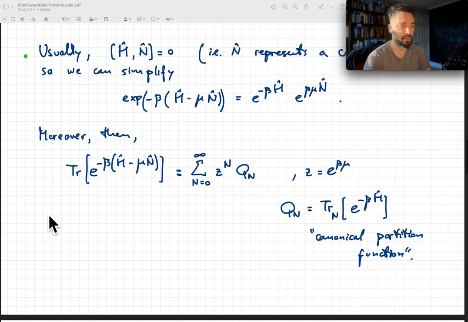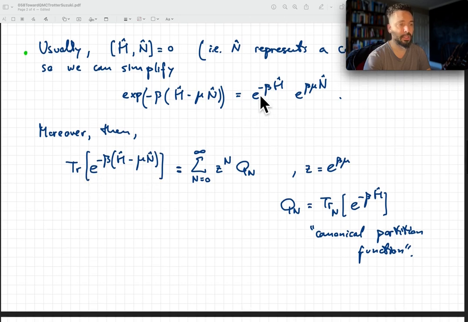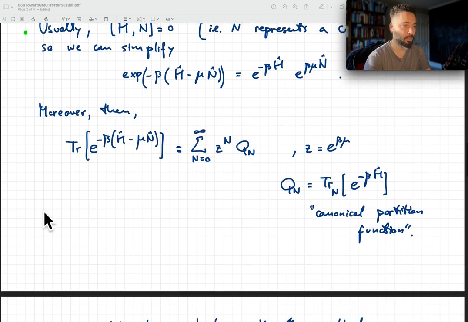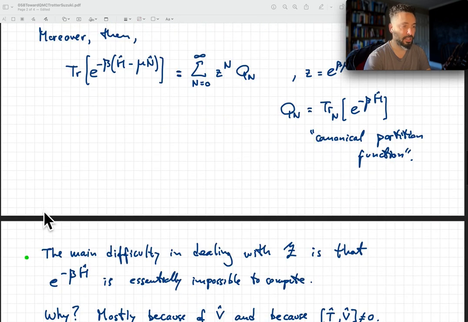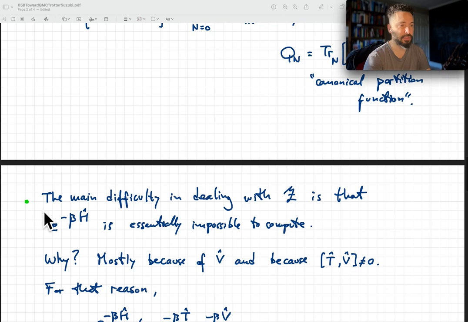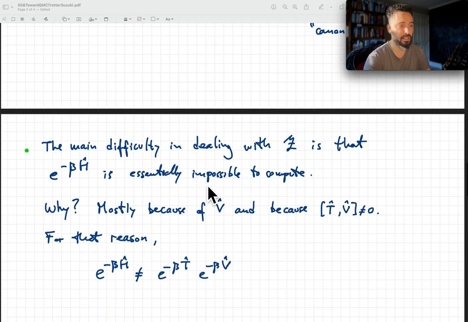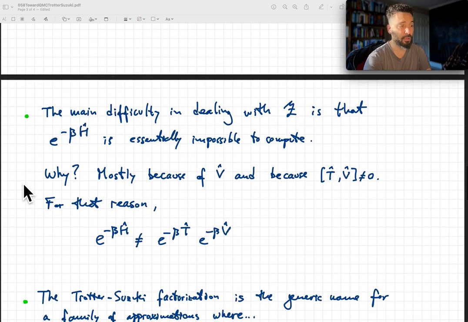If you don't do that, if you come back to this, but you do account for this separation, then you can proceed towards what we are interested in this video, which is the Trotter-Suzuki factorization. In other words, the main difficulty in dealing with Z is that this operator is essentially impossible to compute as it is. We've separated the particle number, but now we have to deal with this object which contains all the dynamics of the system. Why is it so hard to deal with?